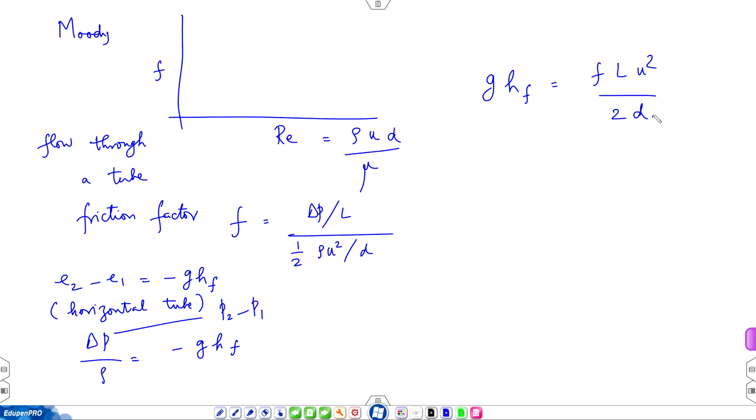In handbooks, one such important piece of information for tubes is in Moody's chart: find Reynolds number, find friction factor, from friction factor find the losses. gHf, g is acceleration due to gravity. So, if you divide by g, you will get Hf, but in all those calculations, g and Hf go together.